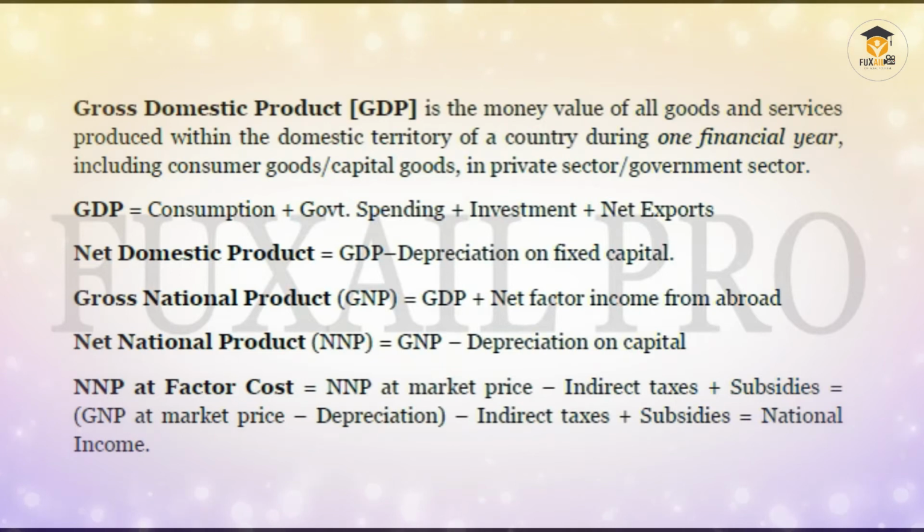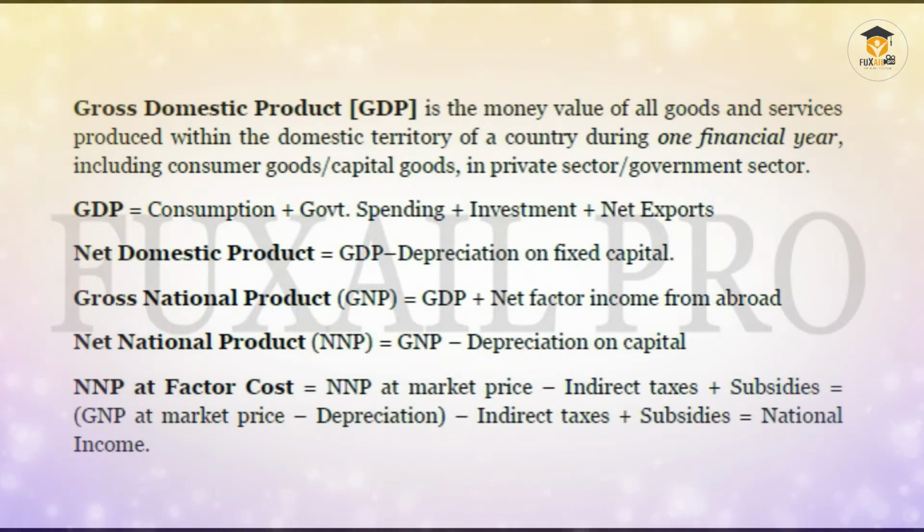Gross domestic product (GDP) is the money value of all goods and services produced within the domestic territory of a country during one financial year, including consumer goods/capital goods, in private sector/government sector. GDP equals consumption plus government spending plus investment plus net exports. Net domestic product equals GDP minus depreciation on fixed capital. Gross national product, GNP, equals GDP plus net factor income from abroad. Net national product, NNP, equals GNP minus depreciation on capital.